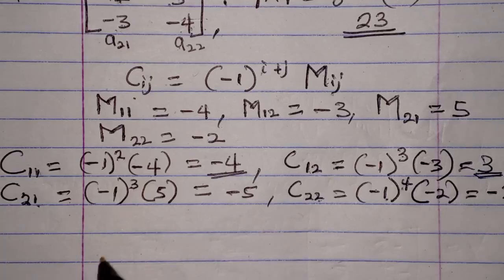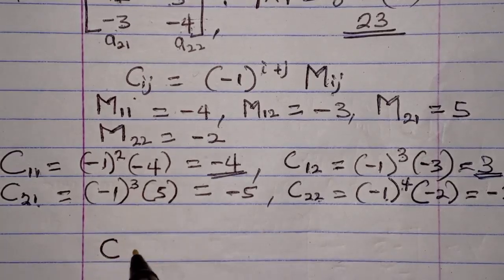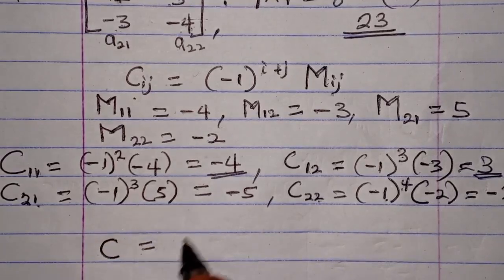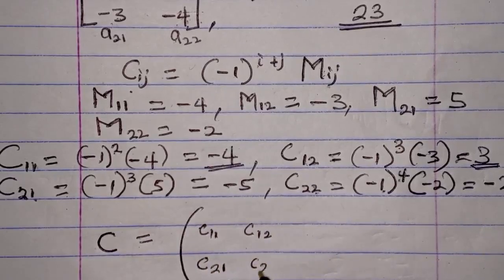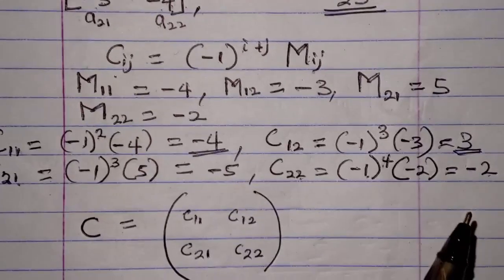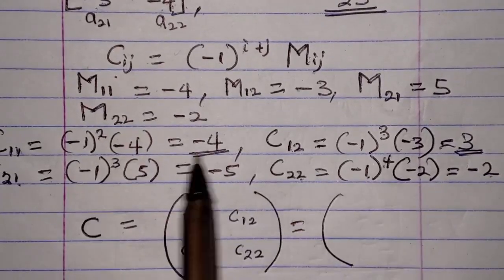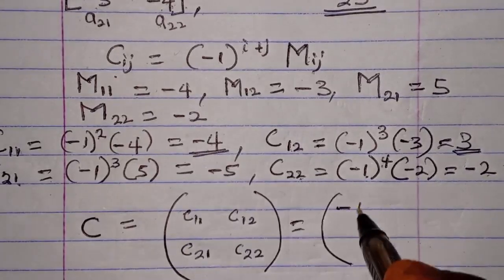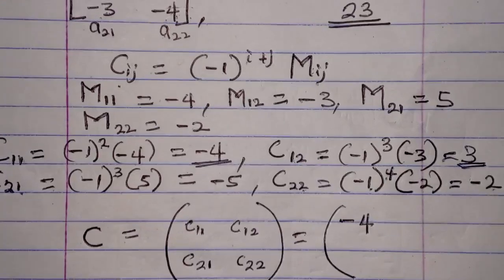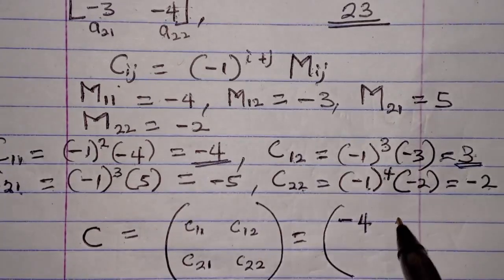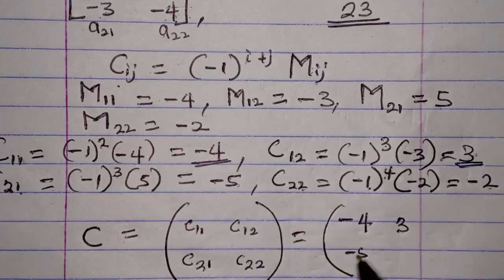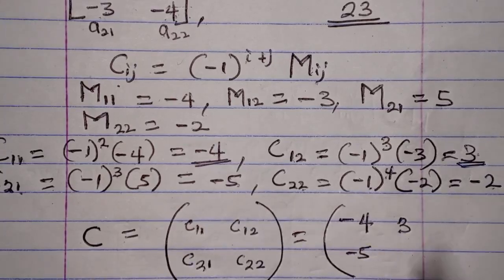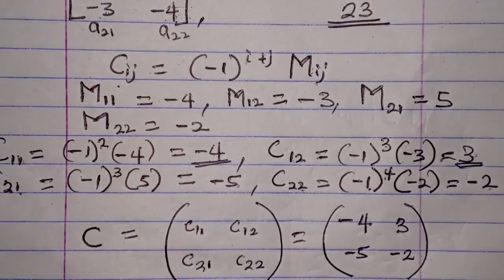The matrix of cofactors, let's say it is C. Okay, let's use C to denote the matrix of cofactors. That will be C11, C12, C21, C22. What is C11? Minus 4. What is C12? 3. What is C21? This is minus 5. And what is C22? Minus 2. This is the matrix of cofactors.